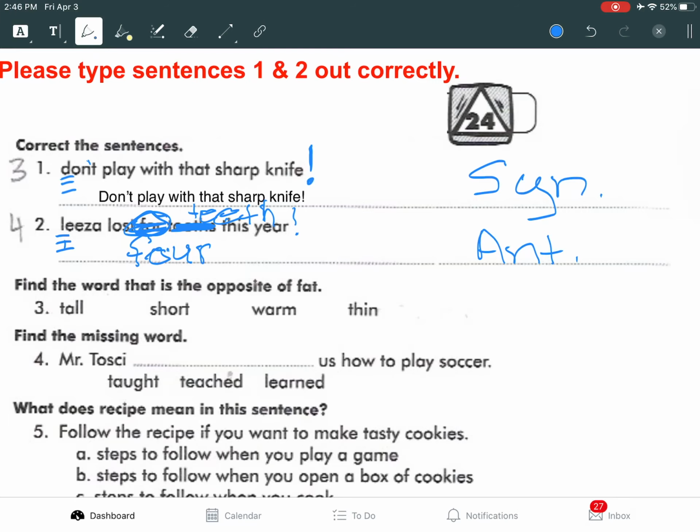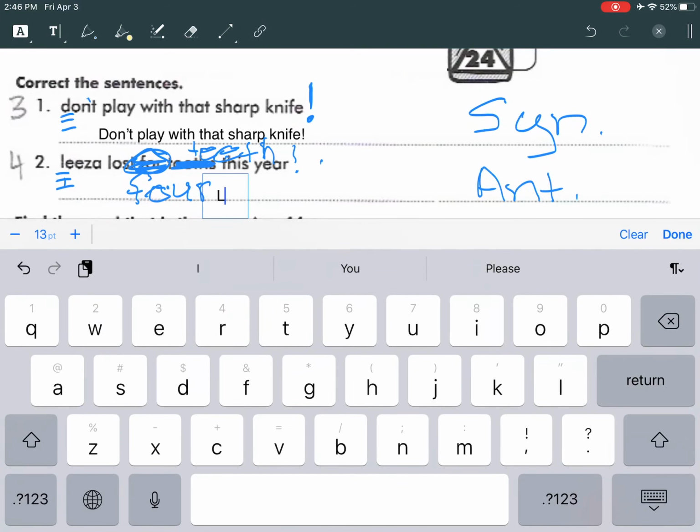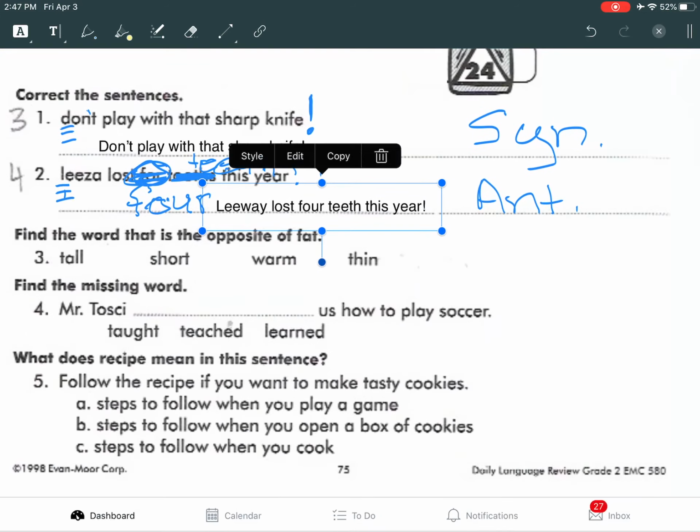All right, we have 1, 2, 3, 4 mistakes. I found them all. So let's type it out. So we have Lisa lost, F-O-U-R, 4. Notice it fixed my spelling, and that's nice. 4 teeth this year. And I'm going to choose to put an exclamation mark at the end because that's pretty impressive.